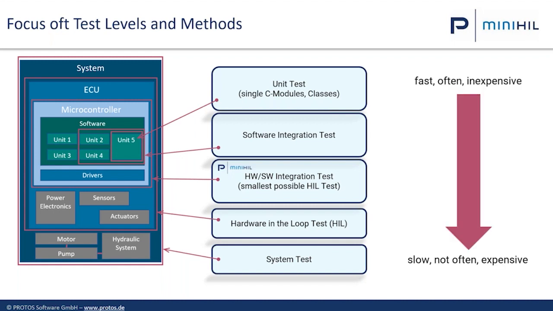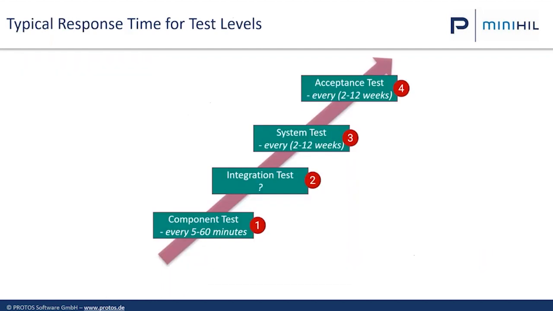The problem is a unit test is really simple and fast, so that's inexpensive, that's good. But the system test is really slow. You cannot do this very often, and it's really expensive. So with the Mini HIL, we're in the middle somewhere. So you have a complete automation. It's relatively inexpensive, but you already can test a lot of system properties with the Mini HIL.